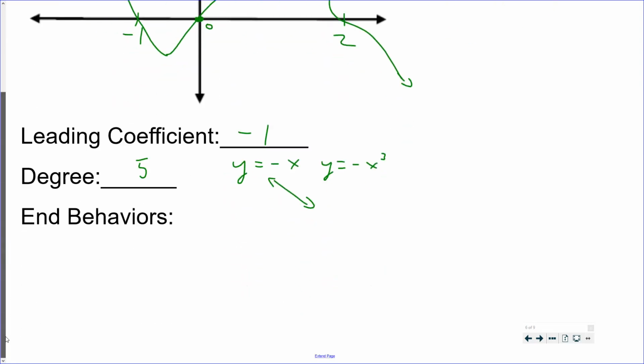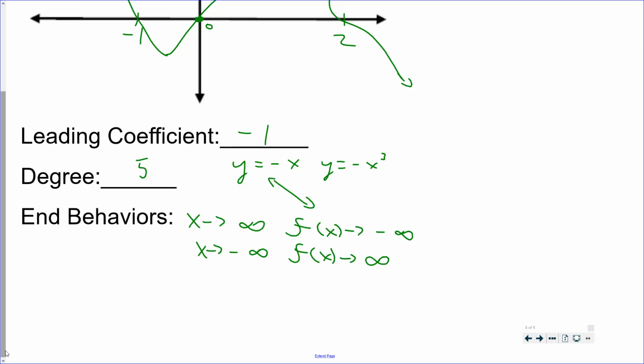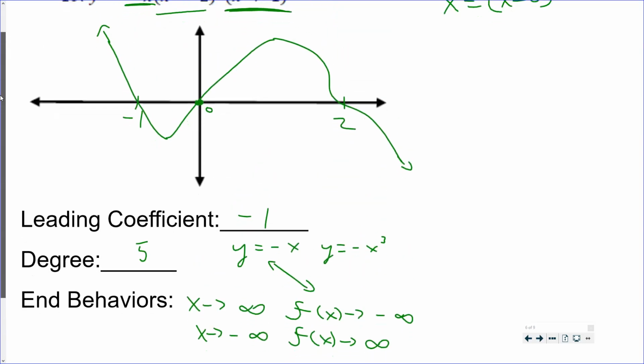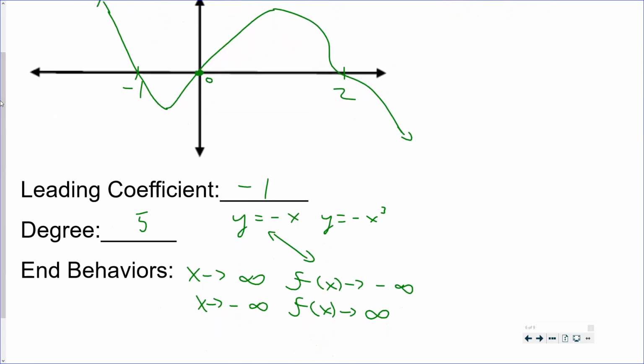All right. So end behavior. If I look at this function, I can see that when x goes to infinity, f of x is going to negative infinity. And as x goes to negative infinity, f of x is going to infinity. All right, let's keep going.